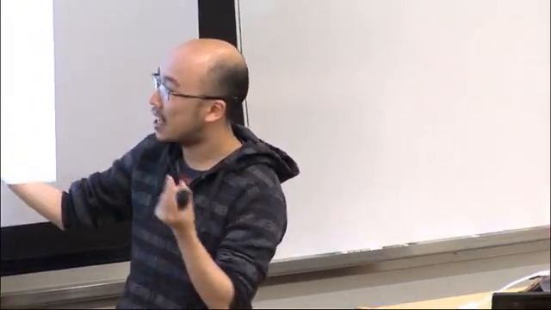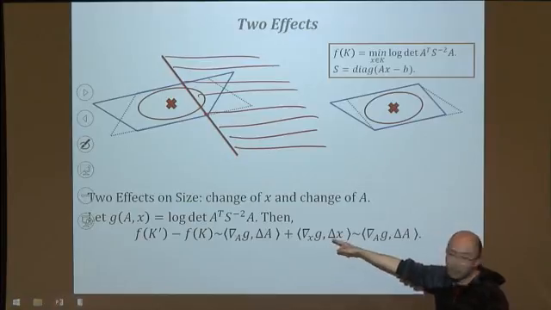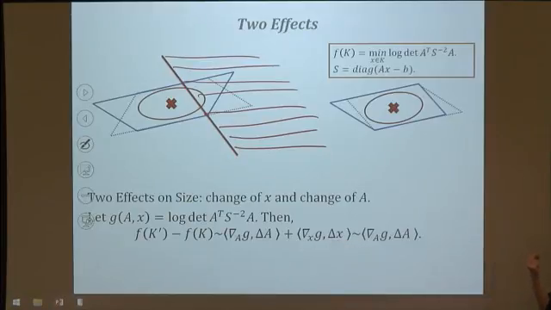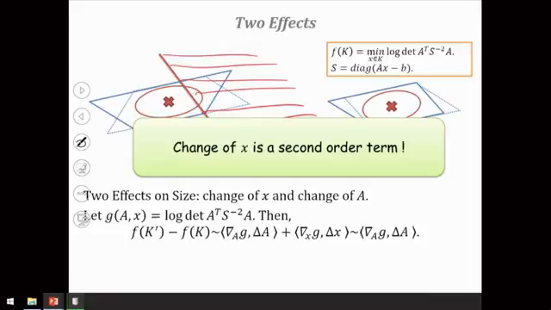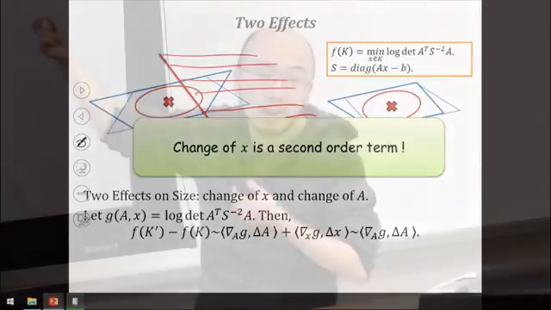So we want to understand which effect is more important. To see this, I define G as the log det of A transpose S inverse A, and then you just take the Taylor expansion. You want to compare the real polytope K prime, f of K prime minus f of K. Because there are two effects, you have the grad A and grad X. Notice X is the minimizer of the function G, so this term disappears. That means you only have one term. In some sense, it says the change of X only gives you some second order term for f.